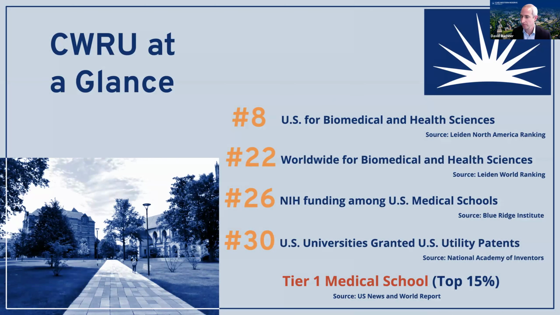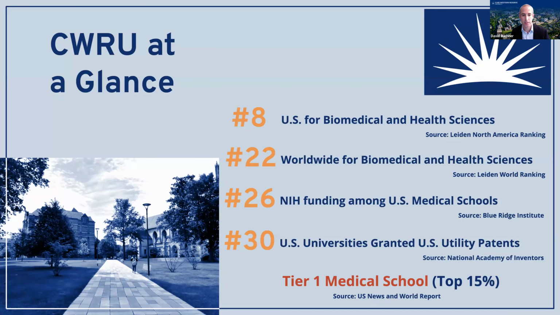Looking at the Leiden scale, which takes into account publications, patent applications, research reputation, and different things like that, we're ranked #8 in the entire United States for biomedical and health sciences. Using the same Leiden scale, we're ranked #22 internationally, in the entire world, for biomedical and health sciences. For NIH funding, according to Blue Ridge, we're ranked #26 among United States medical schools.